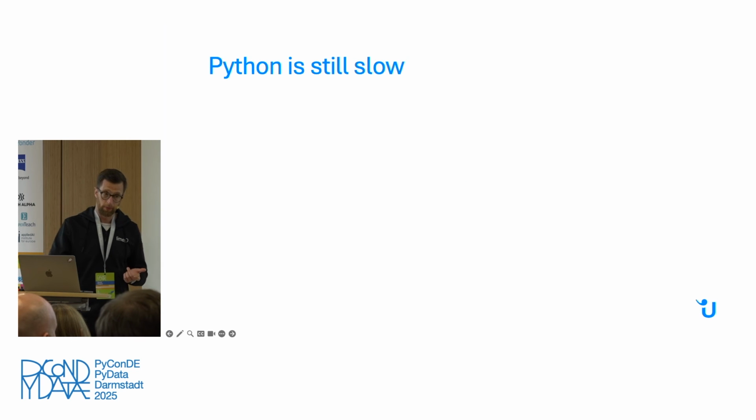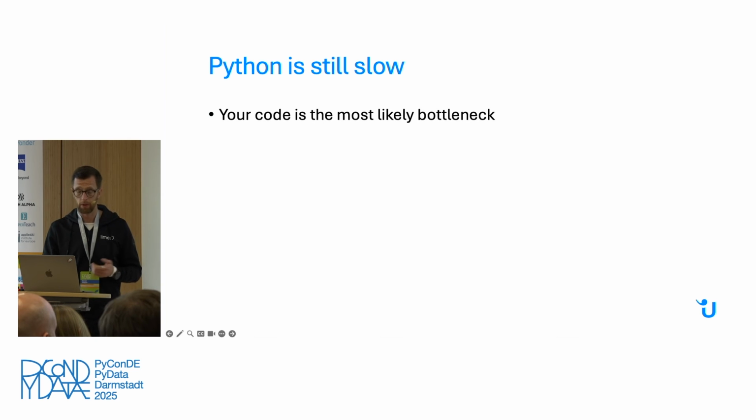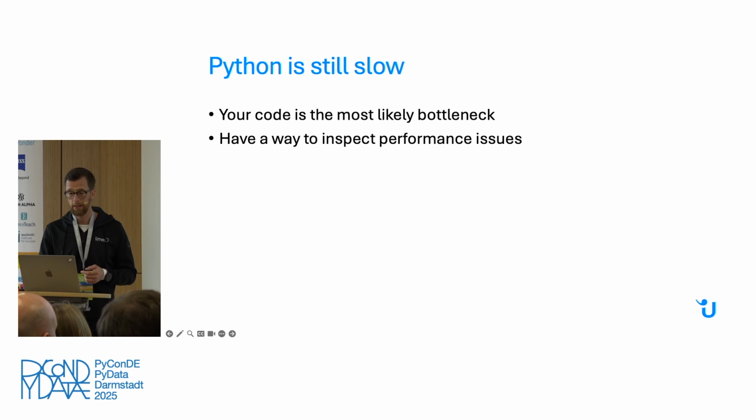Then when it comes to performance, the thing to consider is that Python is Python, and Python is still quite slow. So your code is most likely the bottleneck, and if it's not your code, it's probably your database accesses. So have a way to inspect performance issues. That means monitoring, logging metrics to whatever you're using.